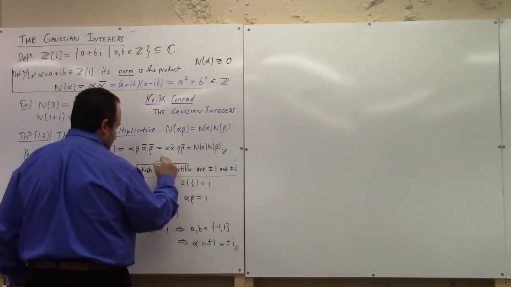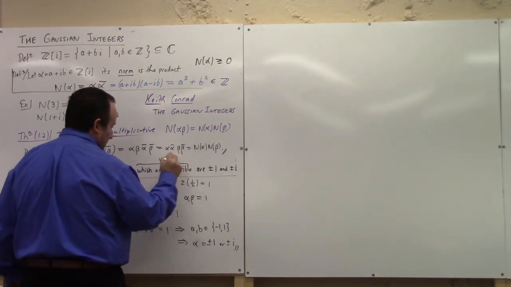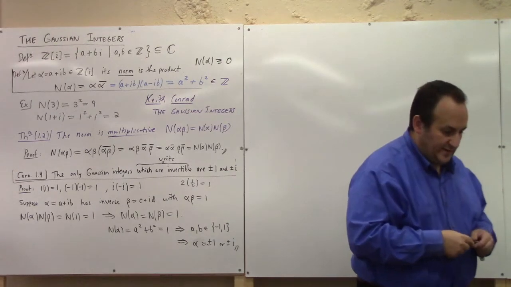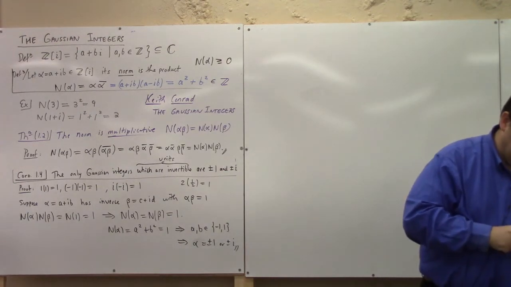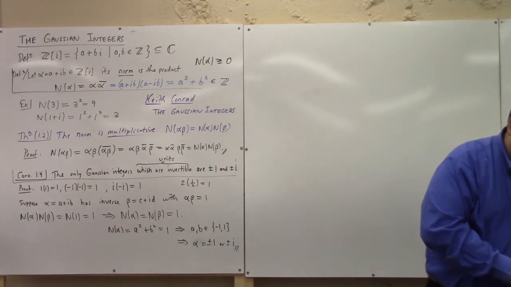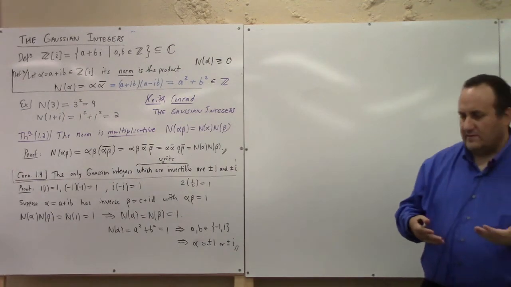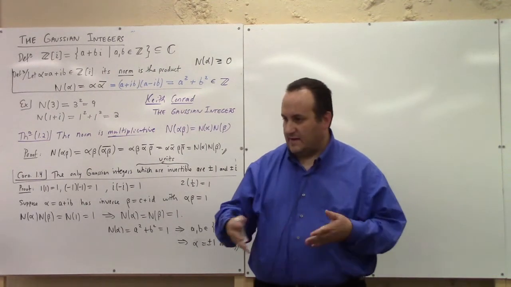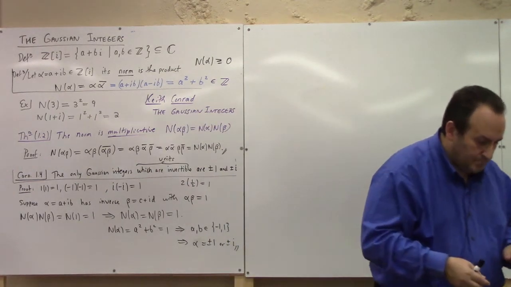Another word for this is units. The units of the Gaussian integers are namely plus or minus 1 and plus or minus i. This is important because as we're studying factoring in the Gaussian integers, questions about factoring are going to be ambiguous up to multiplication by a unit.